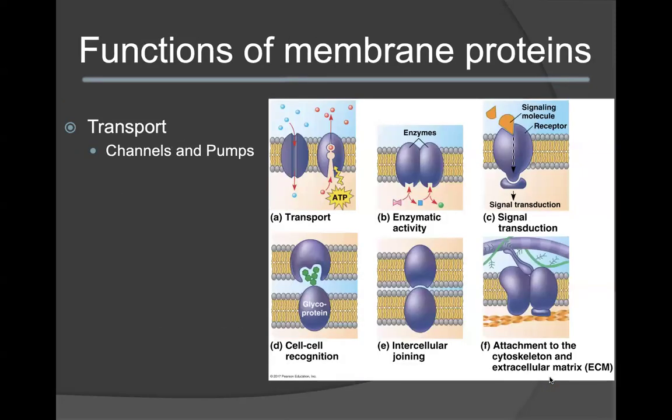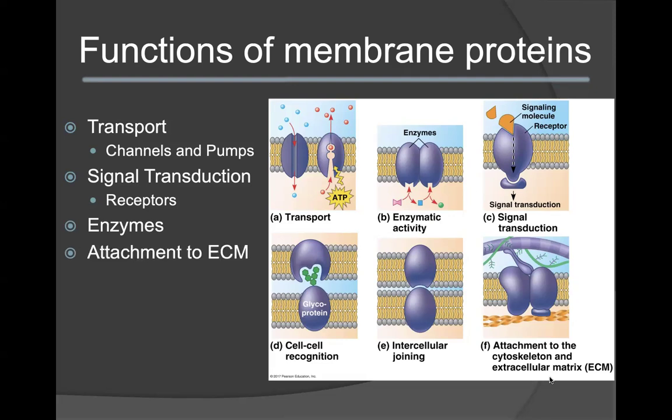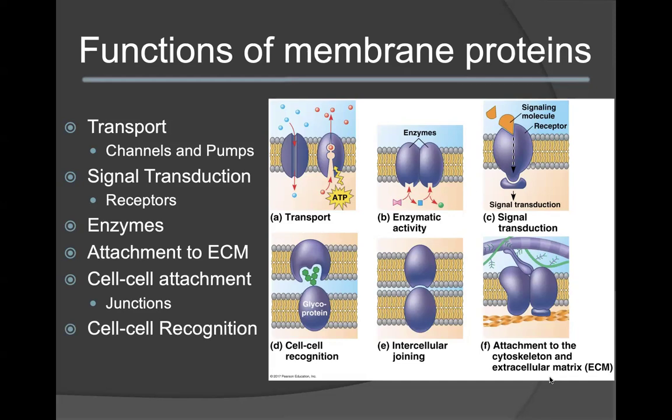There are many different functions of membrane proteins. They can be used to transport various substances in and out of the cell. This is useful in your protein channels or protein pumps. They can also be involved in signal transduction, so allowing a cell to respond to or communicate with other cells in the environment. You can also have membrane proteins that can be enzymes. You can have various types of membrane proteins that help the cell to attach to the ECM or to attach to other types of cells, such as those membrane proteins involved in creating cell junctions. Proteins can also be important in cell-to-cell recognition.